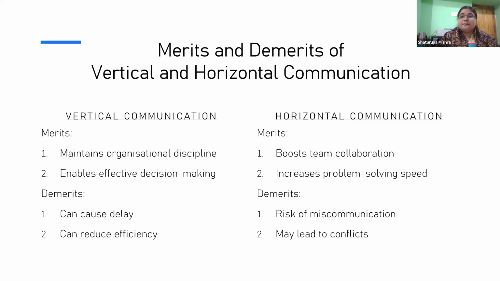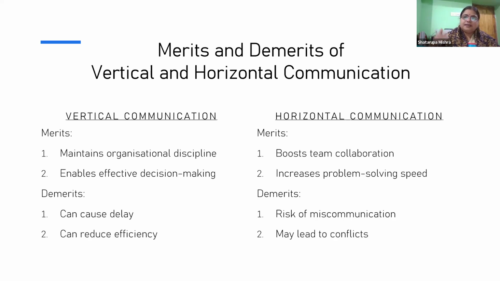There are risks of misunderstanding. Then there is another demerit. This may lead to conflicts. People occupying the same level, they don't want to understand each other's opinions, then they will fight, right? So this may lead to conflicts, but we will not fight with our superiors because there is a code of conduct.